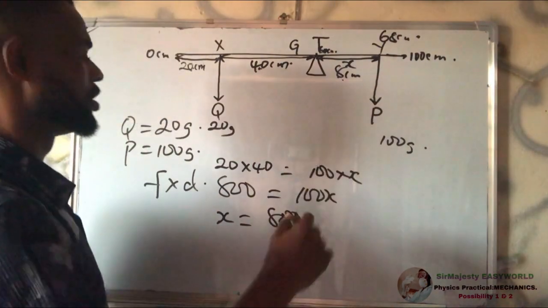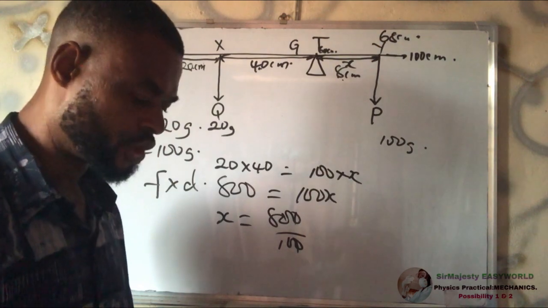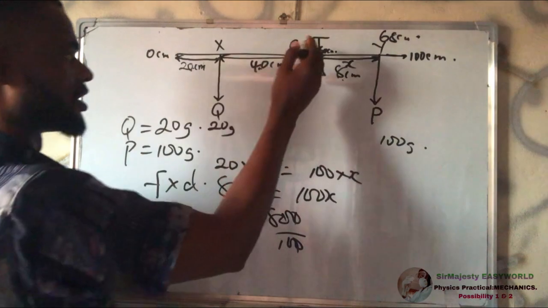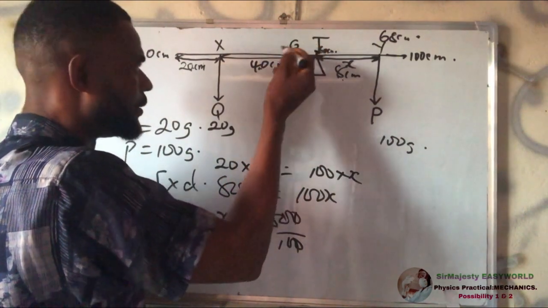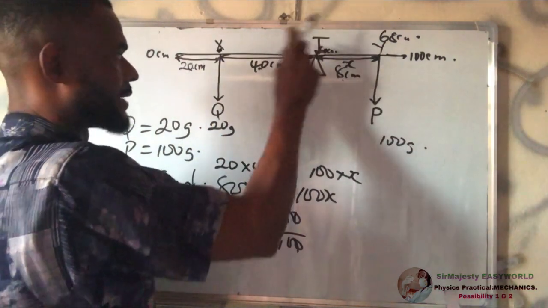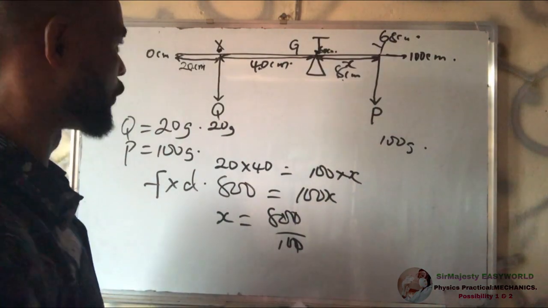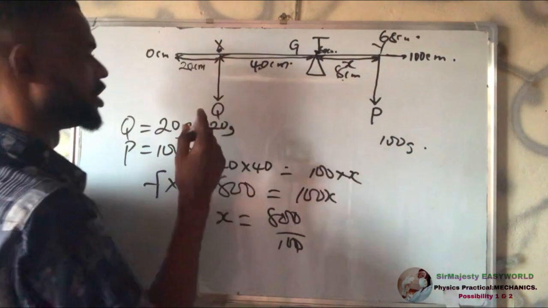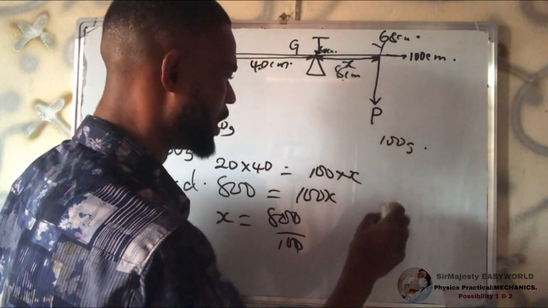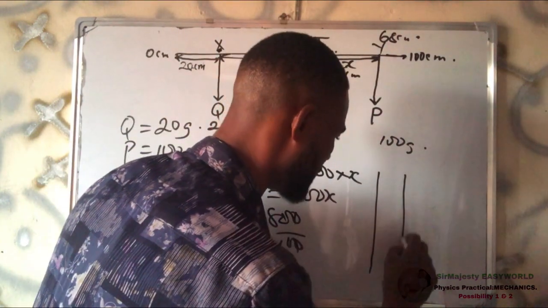So what is the question saying? They say you should record the position. As you can see on the screen, it says, record the position x of Q. The position x of Q is from here to here, which is 40. You now tabulate your reading. As you can see on the screen, we have your table. You tabulate your readings like this.